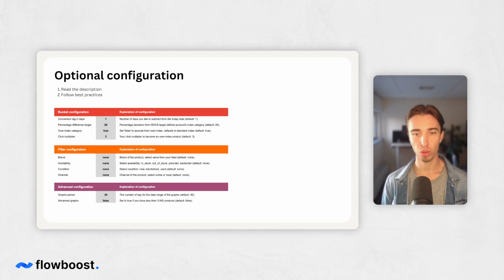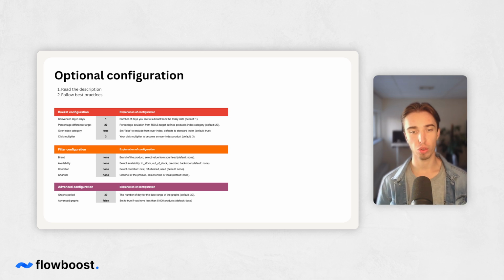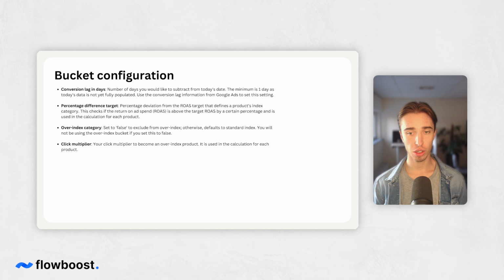Then we have optional configuration. This includes the bucket configuration, filter configuration, and advanced configuration. I will talk you through all of them. So for the bucket configuration, you have your conversion lag in days. This is the number of days you would like to subtract from today's date. So the minimum is 1 day.